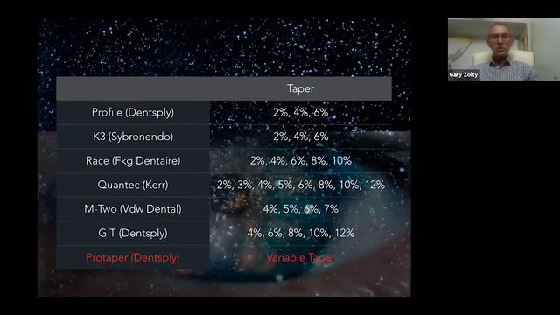Quantec has 2, 3, 4, 5, 6, 8, 10, and 12%. The M2, 4, 5, 6, and 7. The greater taper, 4, 6, 8, 10, and 12. And the ProTaper has variable taper.